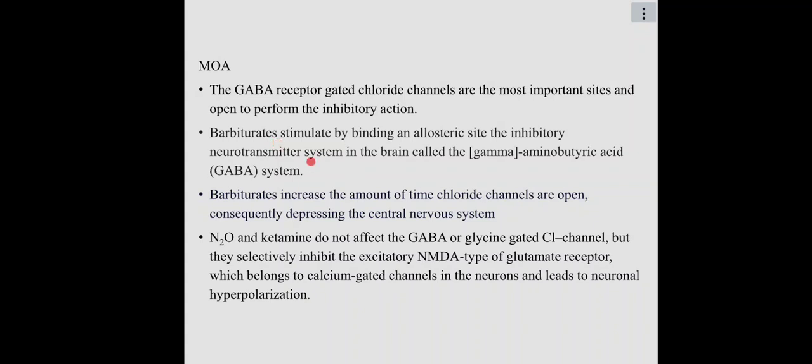And GABA is an inhibitory neurotransmitter. Barbiturates stimulate, by binding an allosteric site, the inhibitory neurotransmitter system in the brain called the gamma aminobutyric acid. So they bind an allosteric site near where GABA binds. Barbiturates increase the amount of time chloride channels are open, consequently depressing the central nervous system.